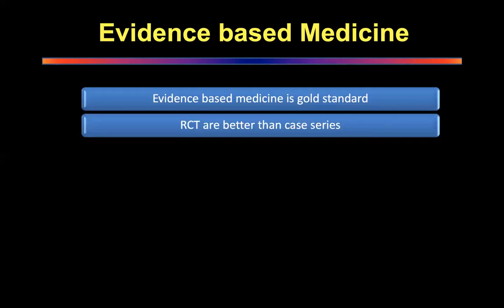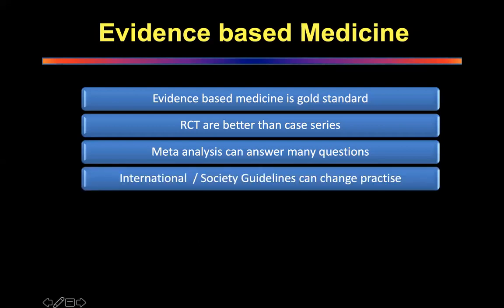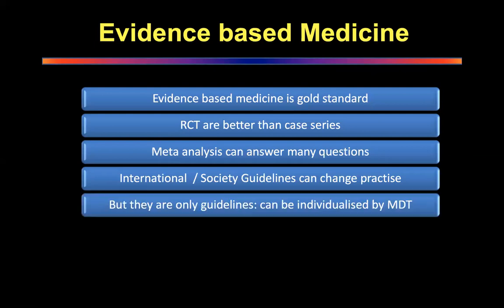Okay, all right. So evidence-based medicine is gold standard. In my opinion, it is gold standard. I think RCTs are better than case series. There's no doubt about it. Meta-analysis can answer many questions, but be very wary of meta-analysis to make sure that they have not fudged the statistics, okay? So there is a way to know that, and I'll teach you when I talk about critical appraisal of a paper, how to make sure that it's a genuine meta-analysis. International and society guidelines can change practice. So very important to follow society guidelines or international guidelines. They will actually help you in many, many clinical conditions where you are getting into trouble. They will take you out of difficult clinical situations.